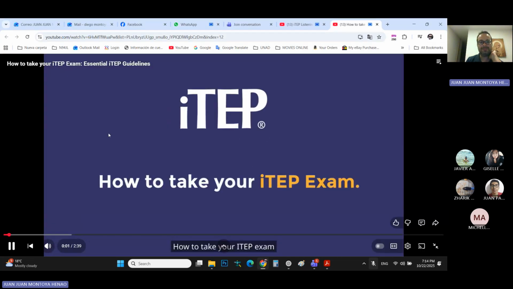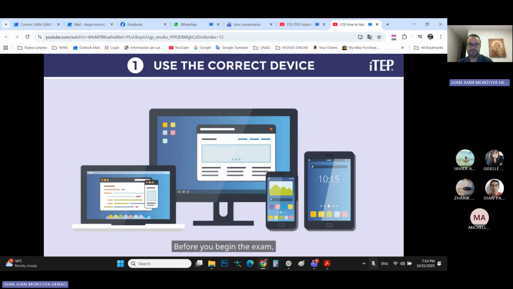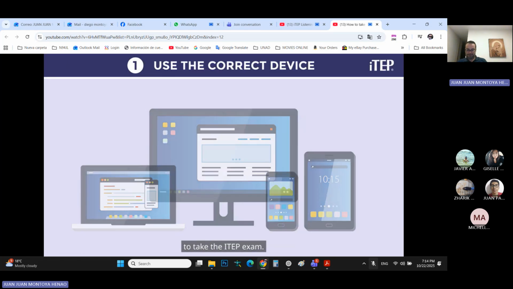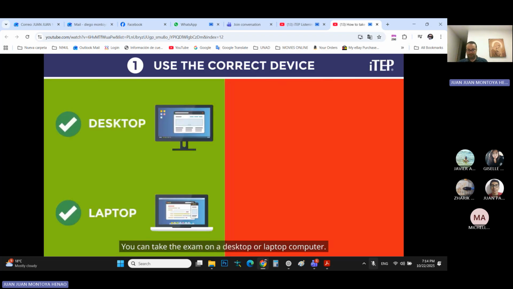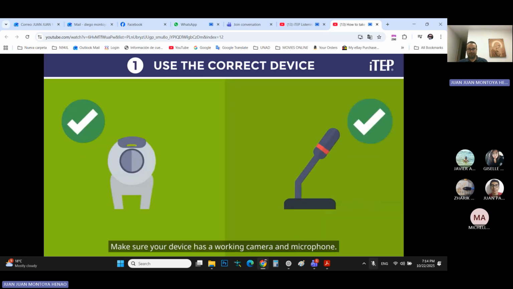How to take your ITEP exam. 1. Use the correct device. Before you begin the exam, let's clarify which devices can be used to take the ITEP exam. You can take the exam on a desktop or laptop computer. Mobile devices and tablets are not compatible. Make sure your device has a working camera and microphone.